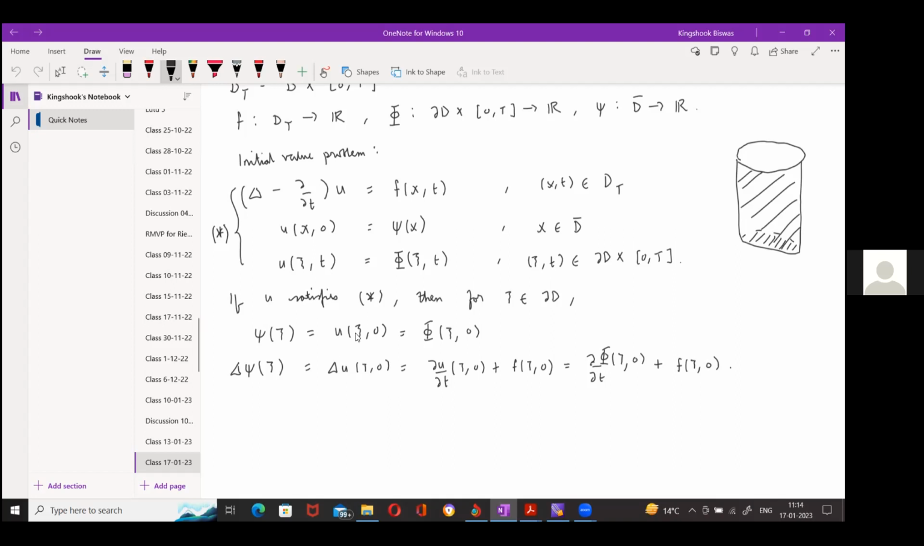Is that clear? Yeah. So these are conditions between psi and phi, right? So these conditions have to be satisfied for a solution to exist, right? Is that clear? Yeah, that's fine.